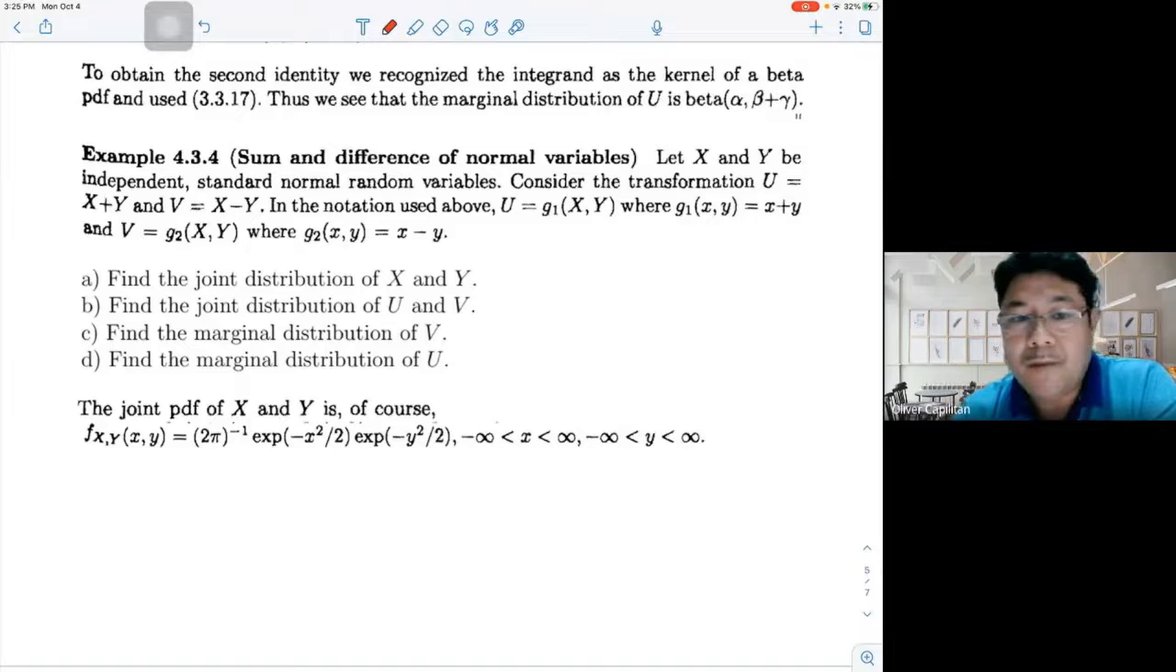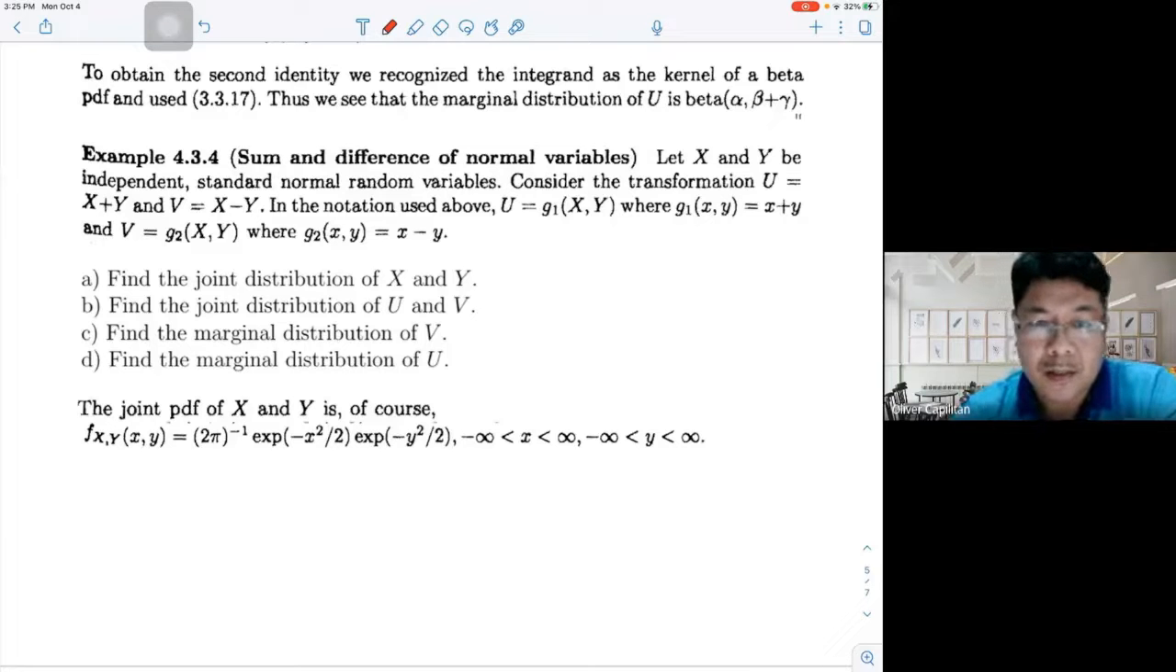So u will be a function g sub 1 of x, y, and then v is also a function of x, y, g sub 2 of x, y. So we have that. Letter A, find the joint distribution of x and y. Letter B, find the joint distribution of u and v. And then letter C, find the marginal distribution of v, and find the marginal distribution of u.